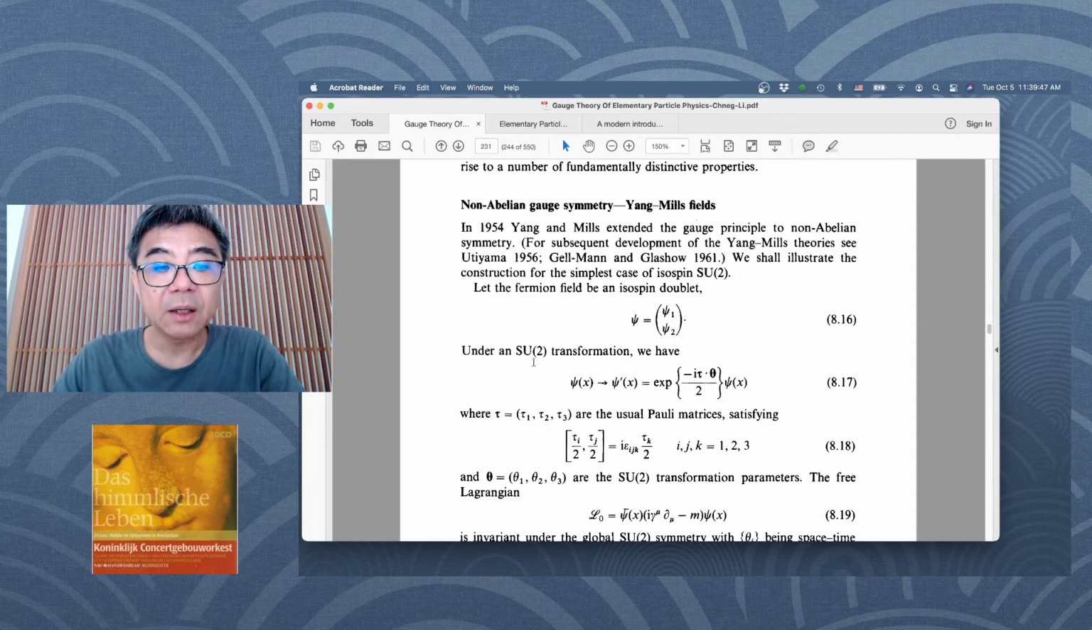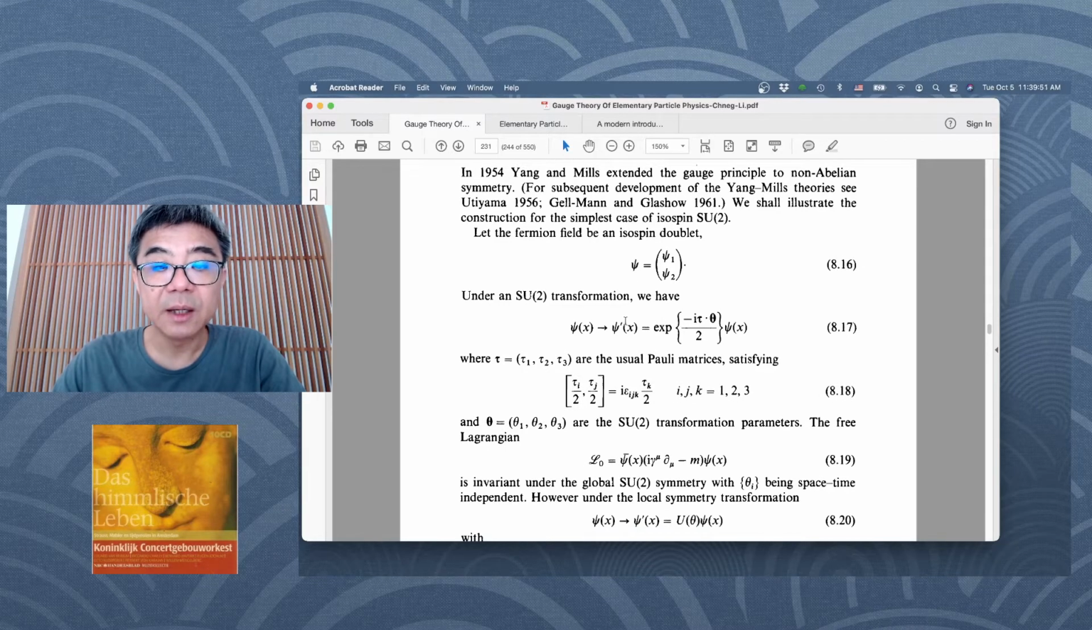call it Psi. And under SU2 transformation, this Psi is multiplied by a 2×2 matrix. This 2×2 matrix could be written in terms of the generators tau. The tau are the usual Pauli matrices. You can check what they are in almost any quantum mechanics textbook. And this U is equal to exponential minus i tau dot theta over 2. The so-called tau dot theta means tau 1 theta 1 plus tau 2 theta 2 plus tau 3 theta 3. So that's what this notation means.